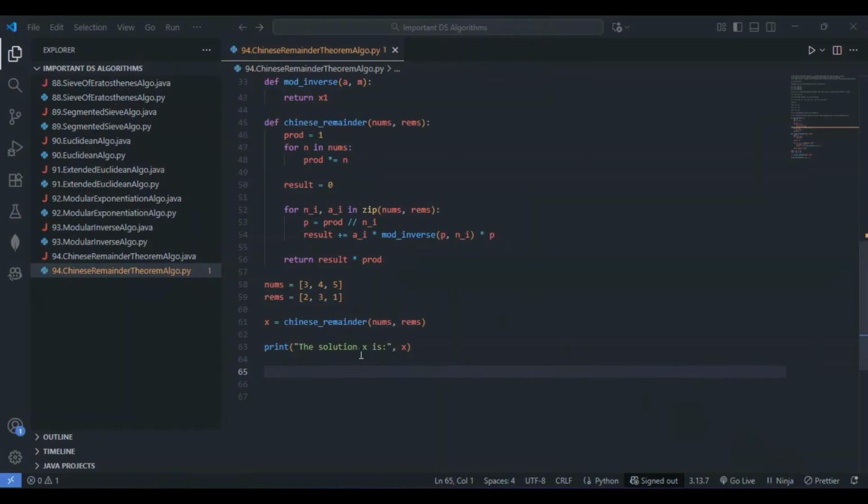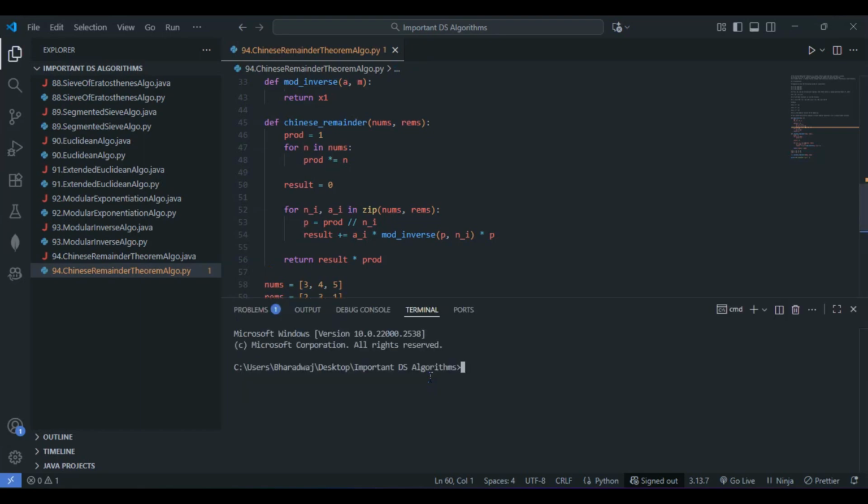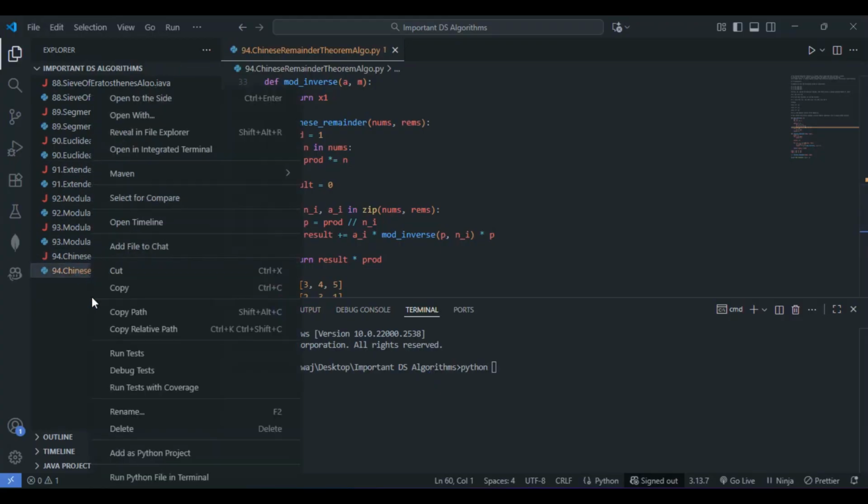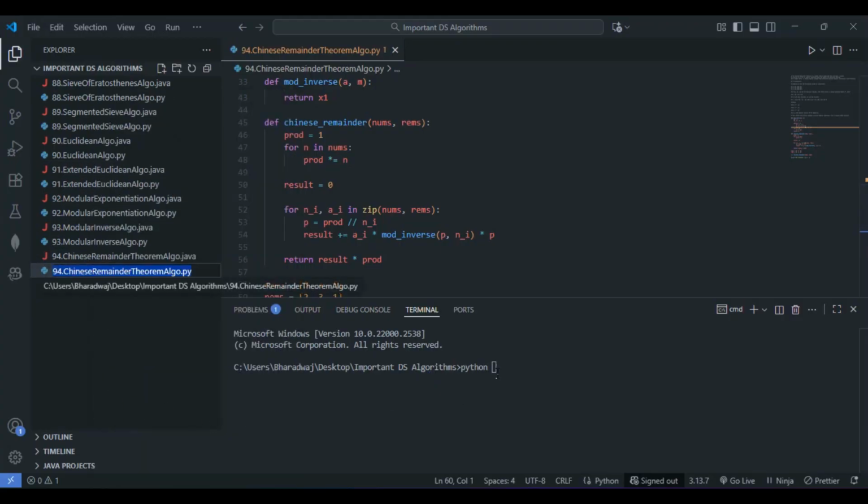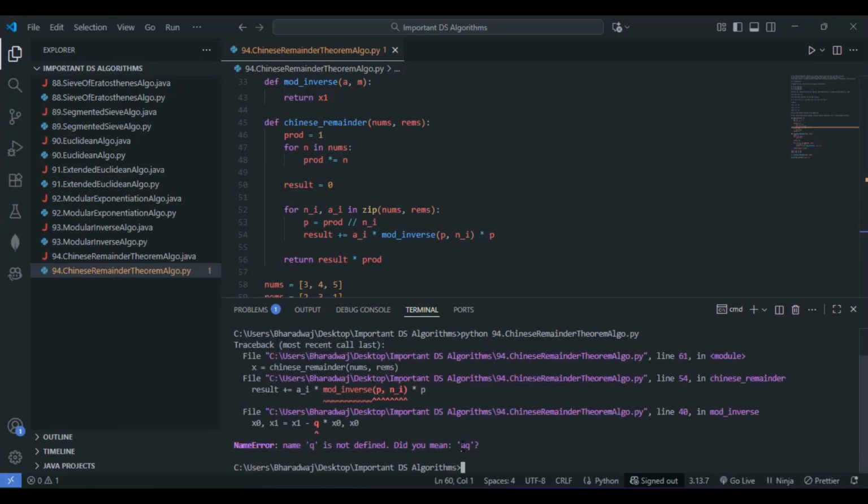Yep. So if I run the code accordingly with the example that we have considered, we have to get the output 11. Let's check the same. So I'll just go with Control J, Python. Let me go with file name.py. Yep. We have error here.